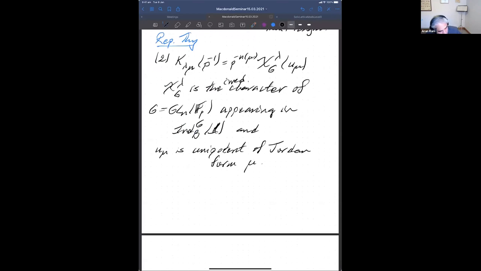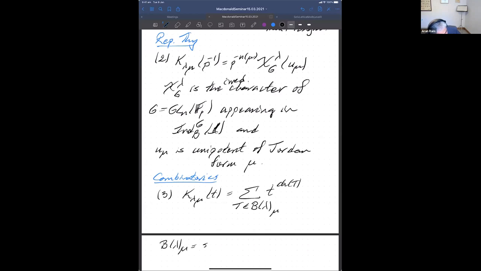And then the third thing I would say is what we were discussing at the beginning, which is just combinatorics, which says that this K lambda mu, this Kostka-Foulkes polynomial, is the sum over semistandard Young tableaux T of shape lambda and weight mu of T to the charge of T.